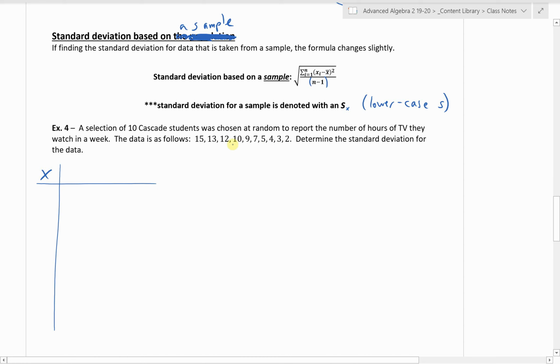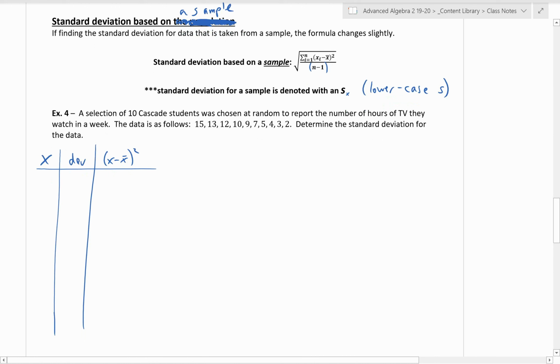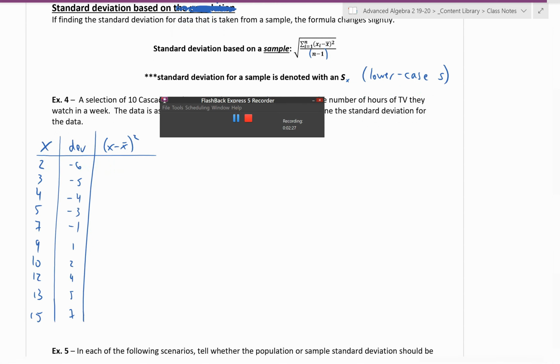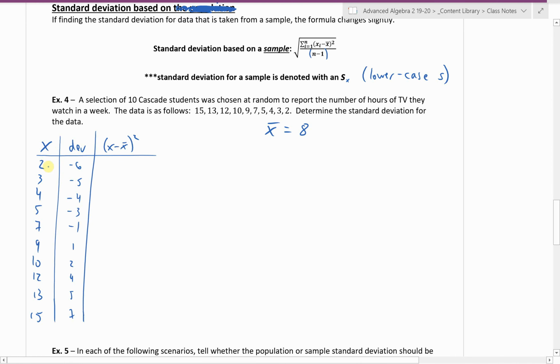If we look carefully, none of the values repeat, so we don't need a frequency column. All of our scores are going to go into one column. We'll want the deviations in the next column. And then we'll want to square the deviations in the next column. Then we'll be able to use the sum of those squares of deviations to find the variance. So I'm going to pause and fill in the first couple columns real quick. Okay, so I've filled in the first couple columns here.